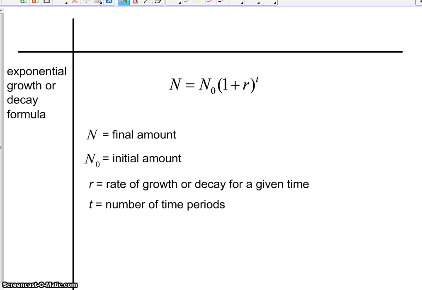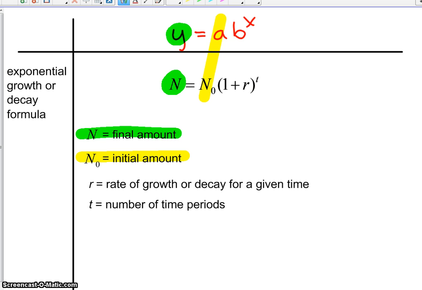Now, you truly can get by with our general form like I've been using, a times b to the x. Because if you think about when we looked at those things, a again was my start point. If you look at N sub null, it's talking about your initial point. So that's how much we start with. Our final amount is our y. In all those situations, we could plug in an x value, and then a y value got kicked out. So we can look at that as my final amount.